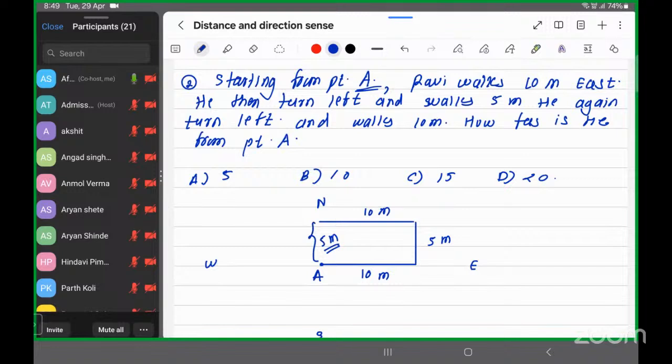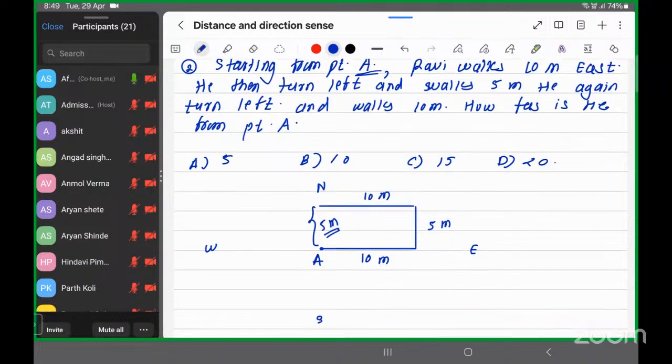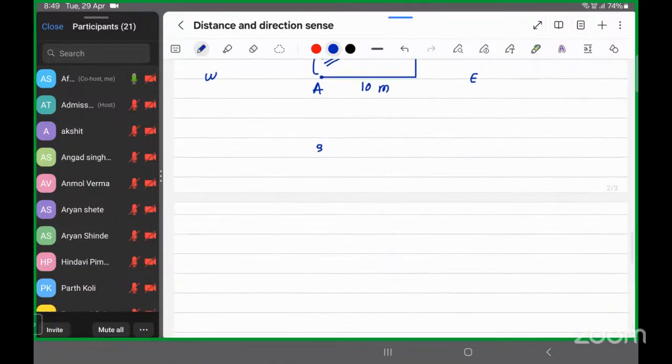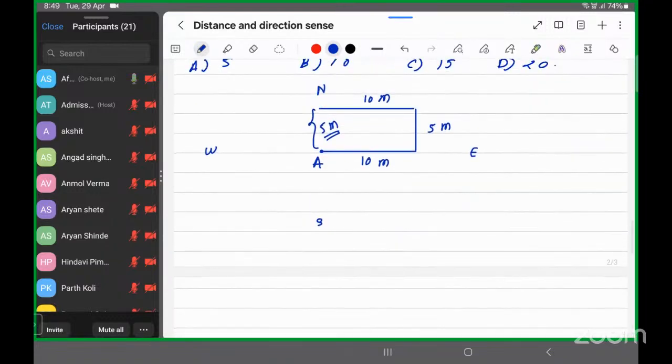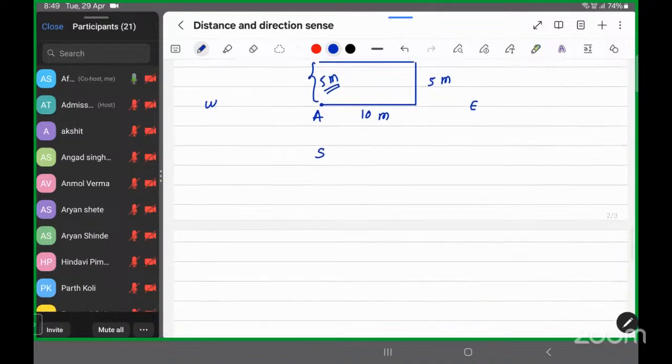Remember one thing, the question will mention what to find, the shortest distance or the distance followed in a journey or anything else. It will mention in the question only. Let's see question number 3.